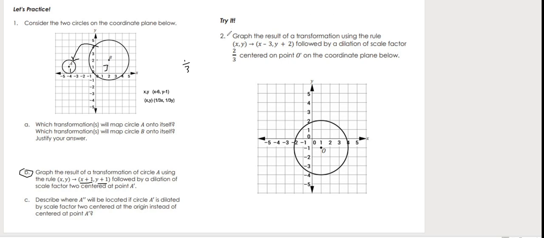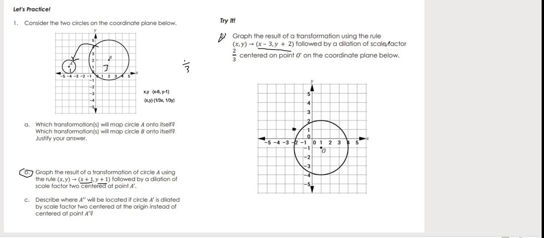Let's take a look at this problem right here, number 2. Notice they give you the rule. It says graph the result of the transformation using the rule. And then they give you this rule. That means I've got to move the center 3 spaces to the left. So I'm going to go 1, 2, 3, and 2 spaces going up. So that means my center is going to be right here.